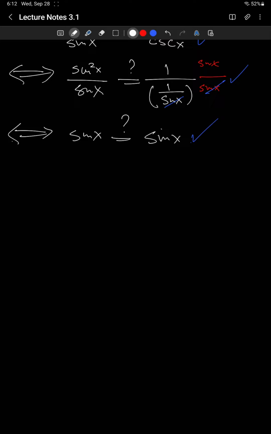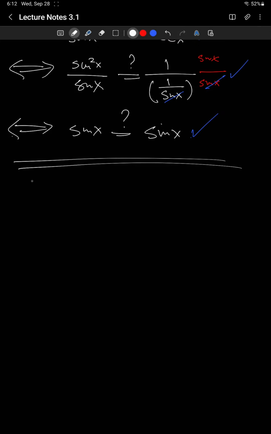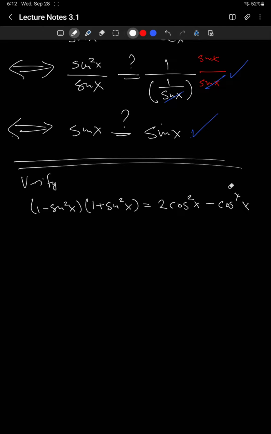Okay, another one. So verify 1 minus sine squared x over 1 plus sine squared x is equal to 2 cos squared x minus cos to the 4th x.